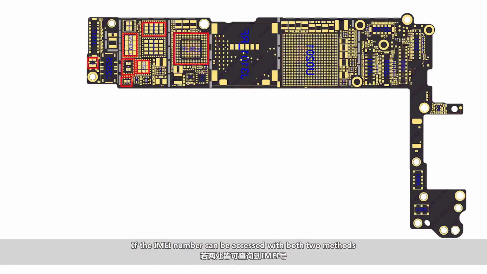If the IMEI number can be accessed with both two methods, then the fault is related to the RF circuit. We can select a network manually and check whether there are carrier signals. If yes, then the reception circuit is in normal condition, and the fault is related to the transmitting circuit. If no, then the fault might be related to the reception circuit or the transmitting circuit, and we need to check both reception circuit and transmitting circuit.